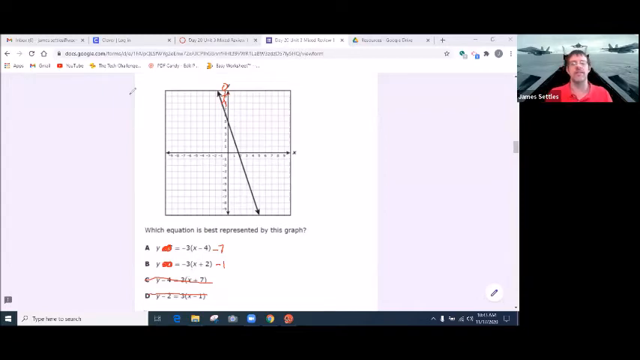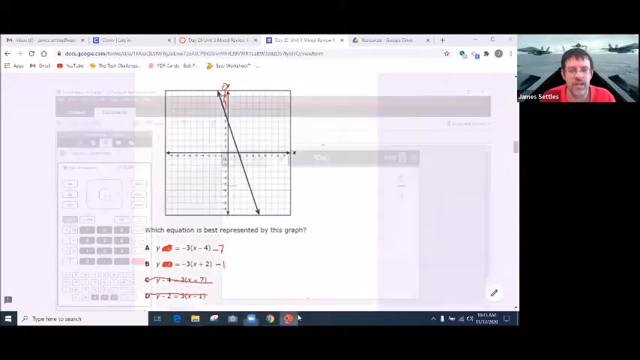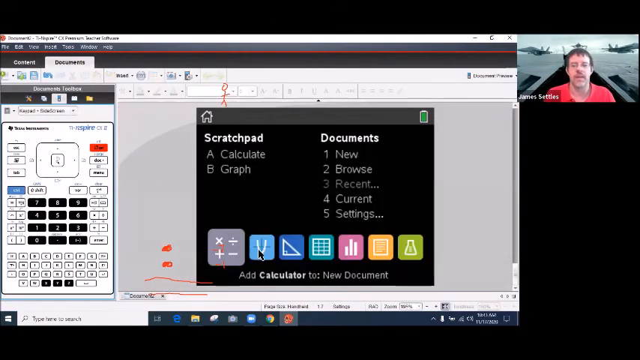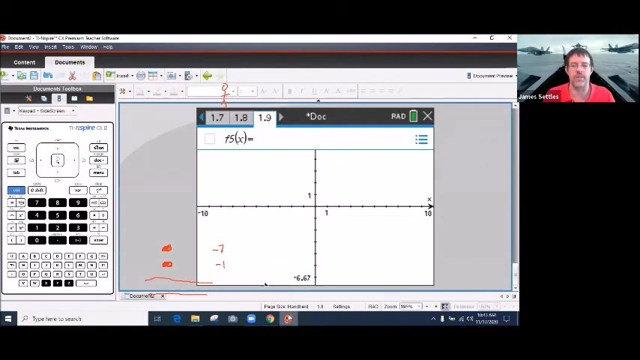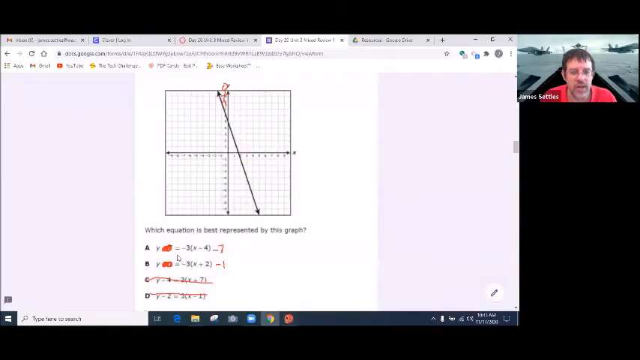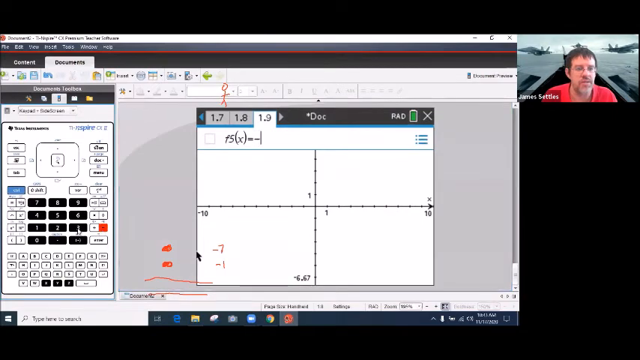All right, so now that this says y equals, then we can go type this in. So we're going to hit calculator. We're going to go to graphs because it's y equals. And we are going to type in minus 3 parentheses x minus 4. And then at the end, we move that 7 down to the end, and it's now a minus 7.